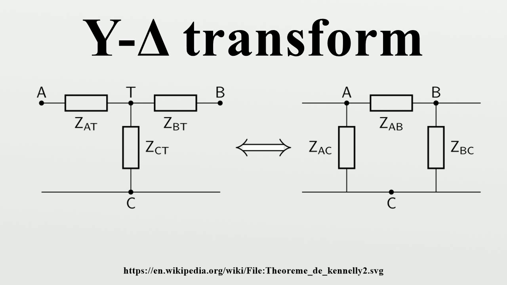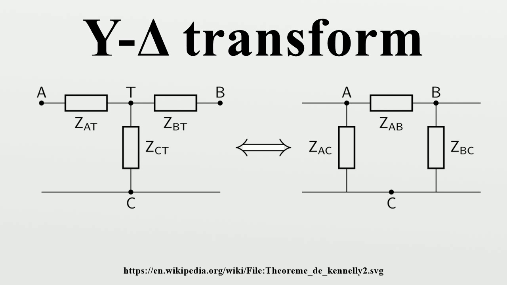Equations for the transformation from delta to Y. The general idea is to compute the impedance at a terminal node of the Y circuit with impedances to adjacent nodes in the delta circuit, where all impedances are those in the delta circuit. This yields the specific formulae.